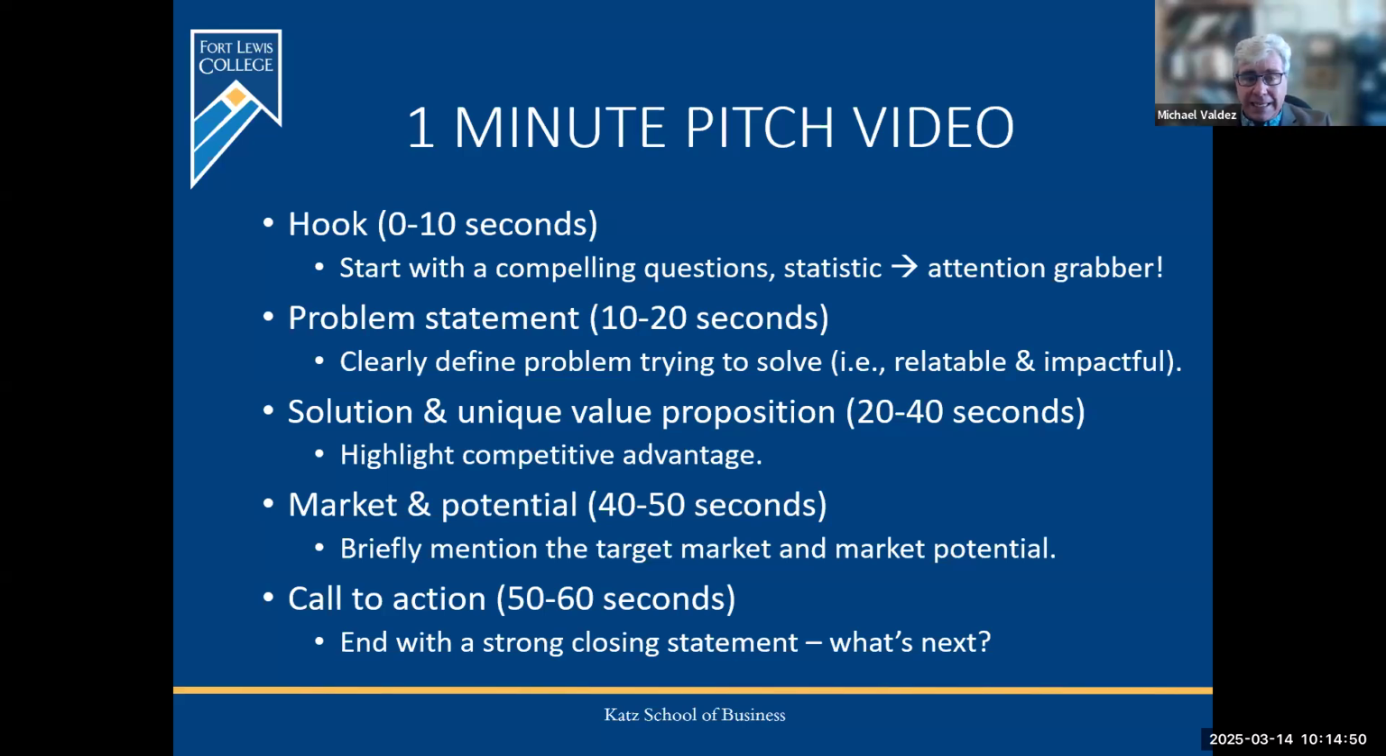The next 20 seconds, what is your unique solution? What is your specific unique value proposition? What is your competitive advantage? That could be around 20 seconds. Then we want to talk about what is that market size, the market potential.